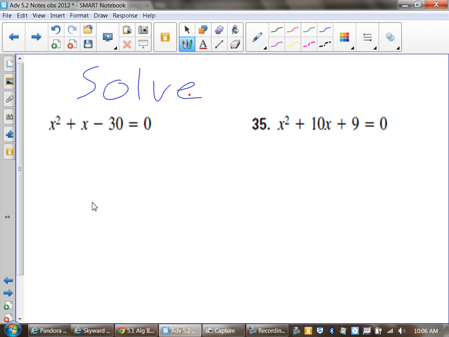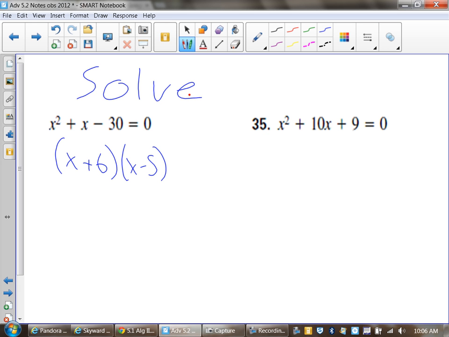But you also have to remember what you're solving for. If you're doing that without the equal sign, you're solving for the zeros, so you have to remember to replace those with the opposite. What times what is negative 30 and adds together to get positive 1? 6 times negative 5. So we have x plus 6, x minus 5.